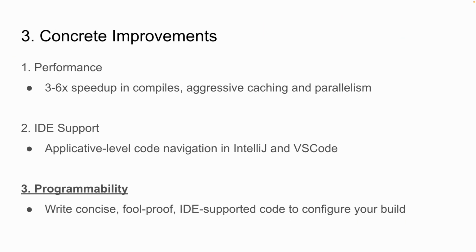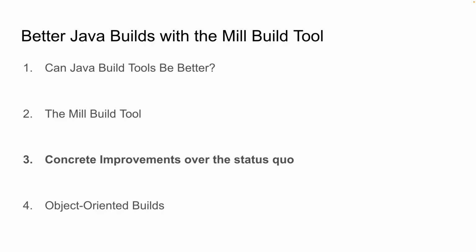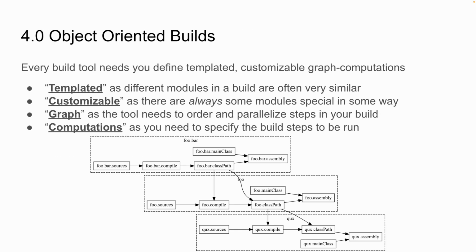So that's the programmability angle. I guess the last thing we're going to look at is this idea of an object-oriented build. So we saw that kind of briefly and just touched on it. But I think this is something that Mill does very differently from the other build tools that makes it very interesting. So every build tool has the same requirement, which is you need some kind of templated, customizable graph computation.